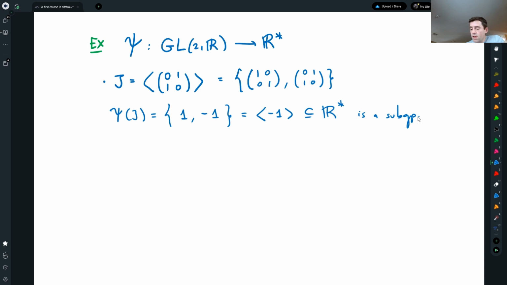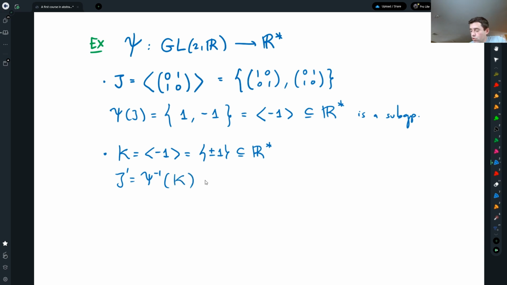Okay, great. Now let's go backwards. Let's start with a subgroup of R star and send it back through psi and see what we get. So I have a subgroup right here. Let me call K the subgroup generated by -1. So that is just plus or -1 as a subgroup of R star. And let's see what is, now I'm going to call it J prime, the inverse image of K.